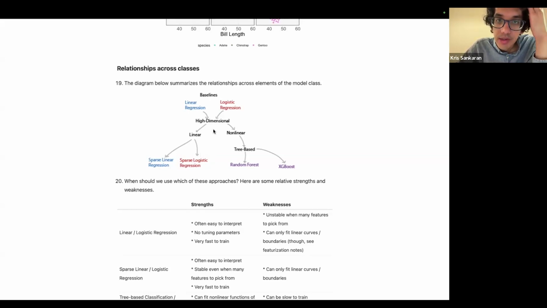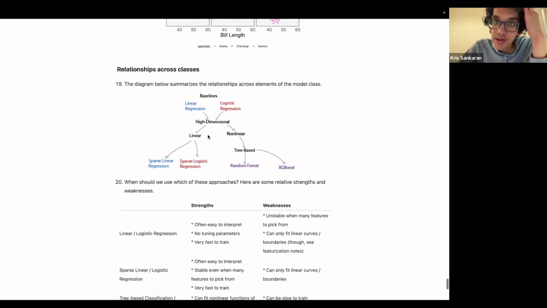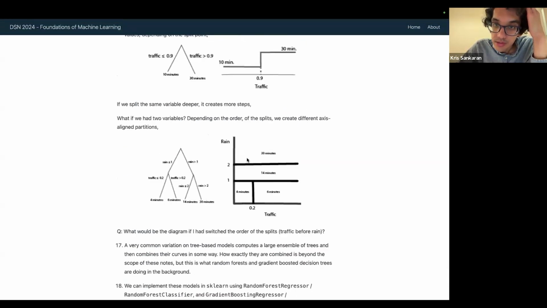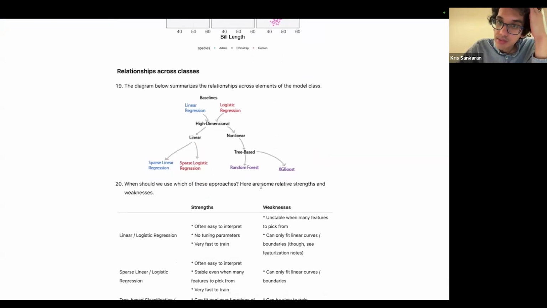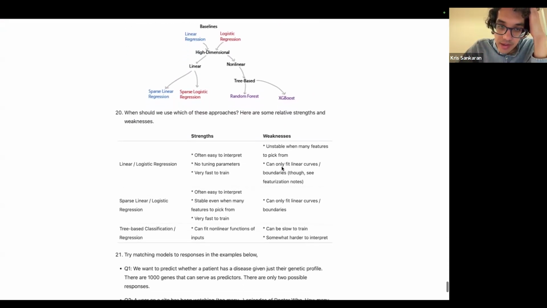If you think there might be some nonlinear pattern, then you should use this sort of rule. This is no longer linear at all. These are the tree-based methods. I've drawn them in purple because they work for either classification or regression.